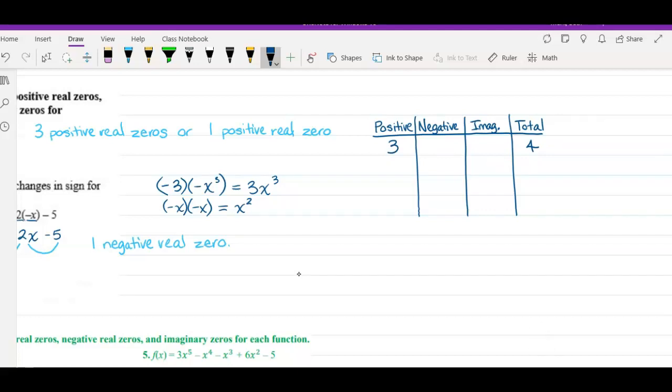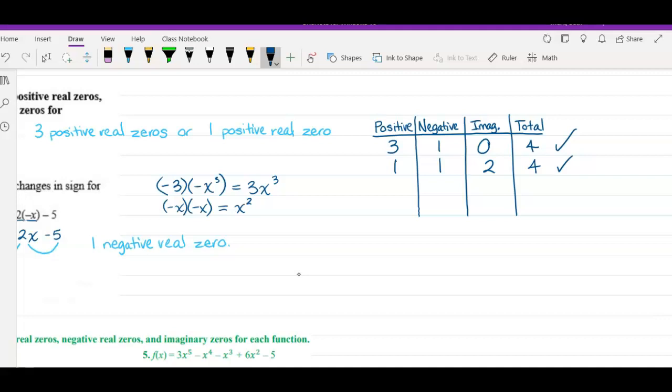We could have 1 negative. That would leave 0 imaginary because with 3 positive and 1 negative, there's no room for any imaginaries. That's one option. I could have had 1 positive, 1 negative, and then 2 imaginaries for a total of 4. The goal is to get a total of 4 every time.